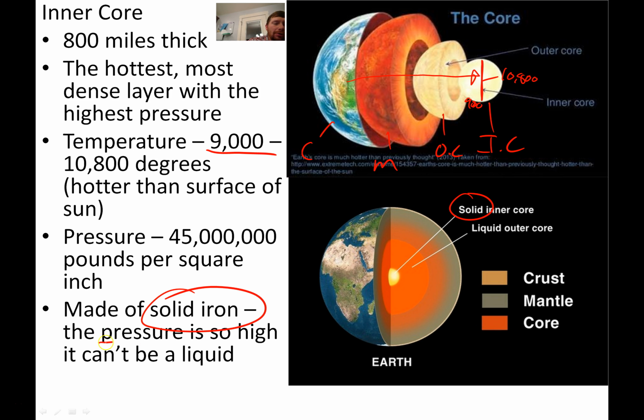It's because the pressure is so high that that iron just can't be a liquid. So much pressure is put on that inner core that even though it is really, really hot, that pressure makes it a solid, and so it can't change to a liquid. So that's something that's important to know about the inner core. And this is the reason why we divide the core into two layers. We have a solid layer and we have a liquid layer. The outer core is liquid, the inner layer is solid, and so that's why we have two layers of the Earth's core. So that's the inner core for you. An 800-mile thick layer of solid iron that is really, really hot and under extreme pressure.